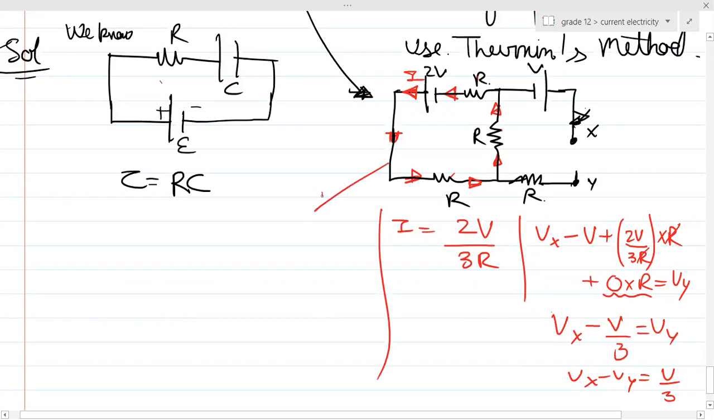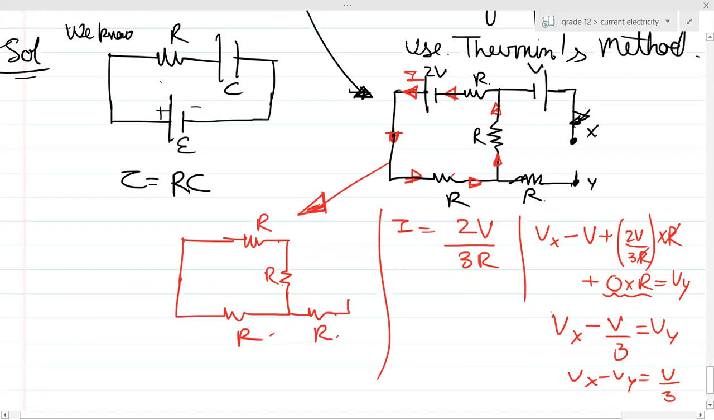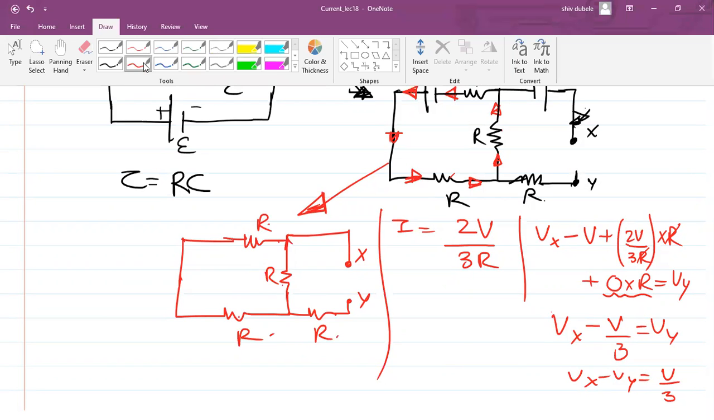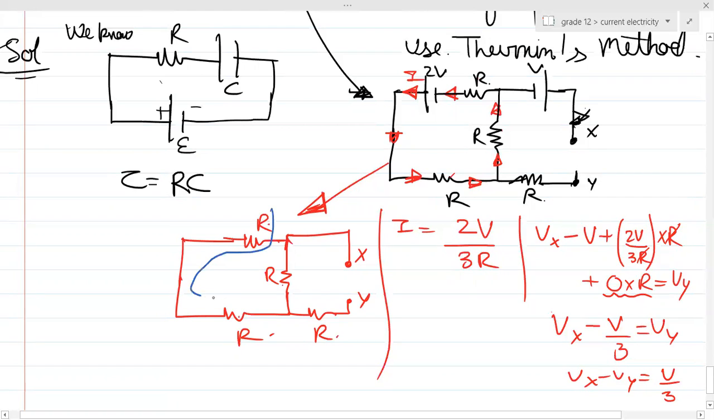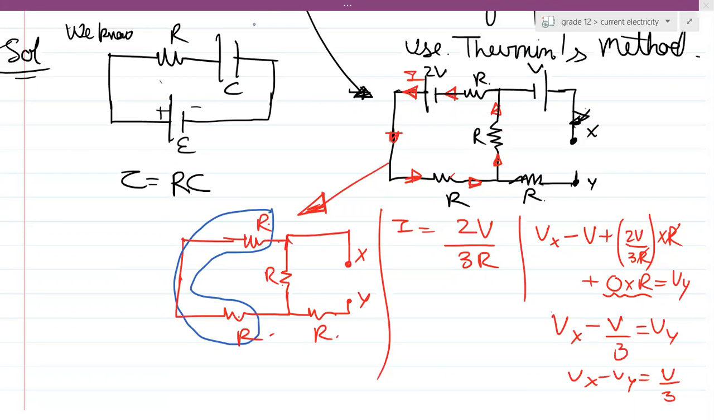Also, what will you do after doing this? Then you'll just draw the circuit again without all the batteries. R, one more R, then Y, and this will be your X, right? Can you see over here, this R and this R are in series, and that is in parallel with this 2R. Yes or no, guys? This R and this R are in series, which is in parallel with this R, and whatever combination comes will be in series with this.